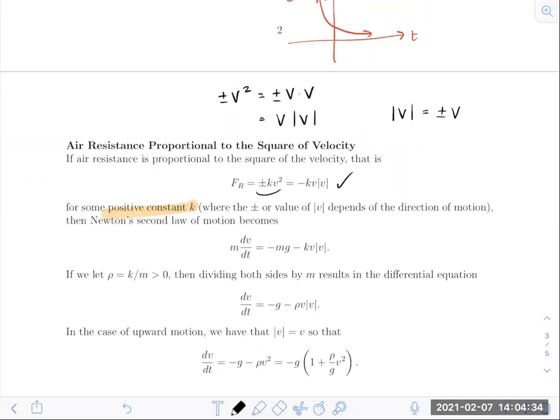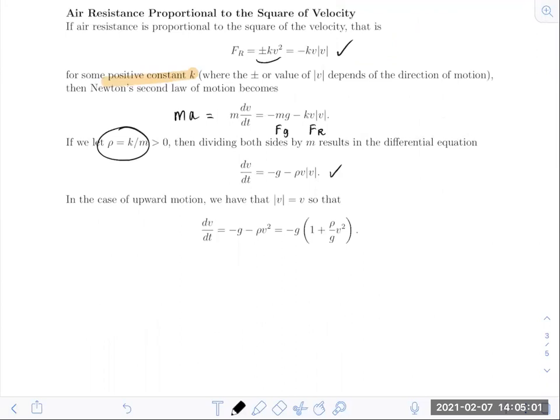And then again, using Newton's second law where F equals ma, we can rewrite a as dv/dt. And we have our force due to gravity and our force due to air resistance. Here again, we'd like to divide through by m, and letting rho be k over m, we get this new differential equation.